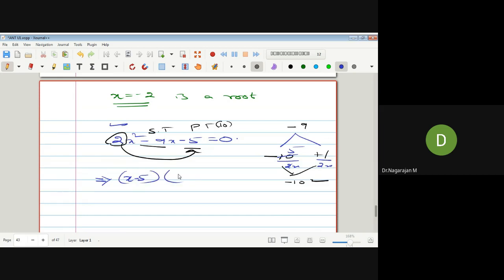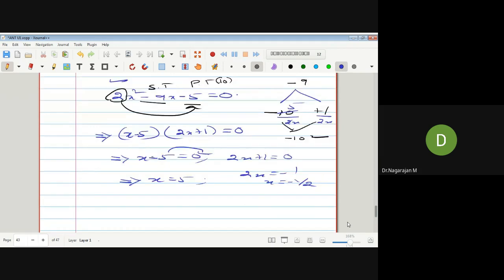2x plus 1 equal to 0, which implies that x minus 5 equal to 0 and 2x plus 1 equal to 0. Moving this term to the other side, x equal to 5, and here 2x equal to minus 1, so x equal to minus 1 by 2.